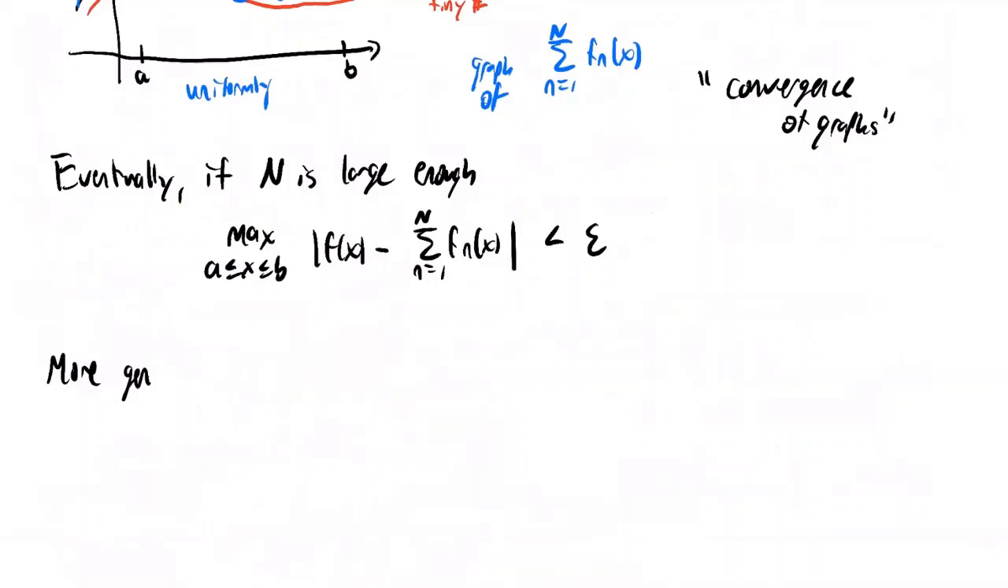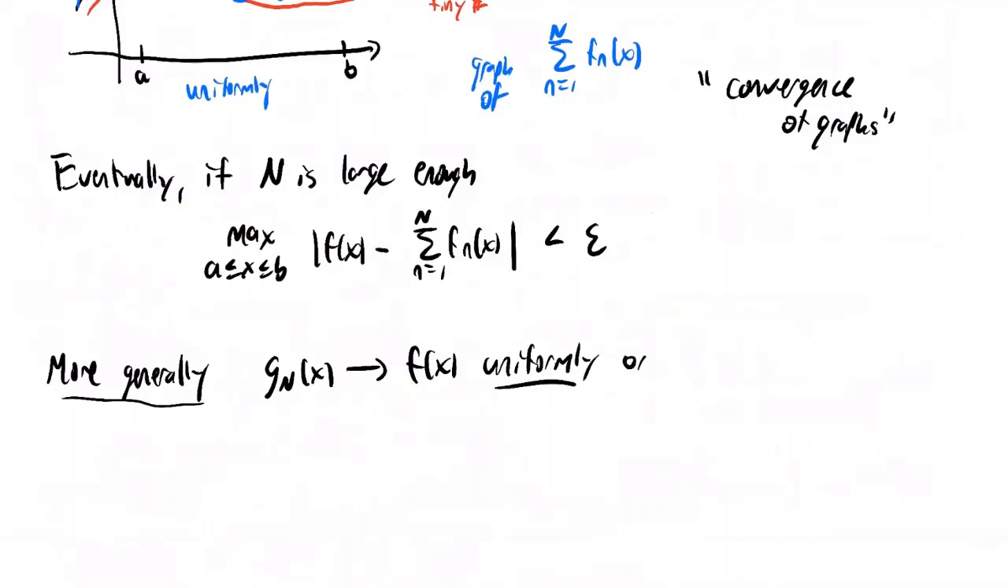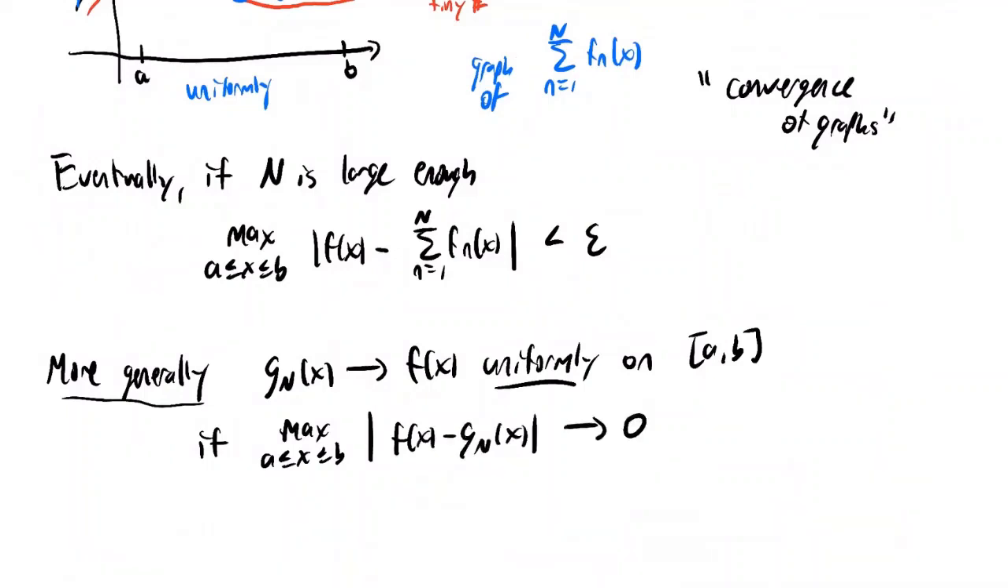So more generally, instead of just a sum of functions, let's say we have some sequence gn. We say gn converges to f uniformly on a fixed domain, say a to b, if the maximum of the displacement between f and gn converges to 0 as capital N goes to infinity. So it's the same as before, but we're including this extra condition, which requires it to be uniform.